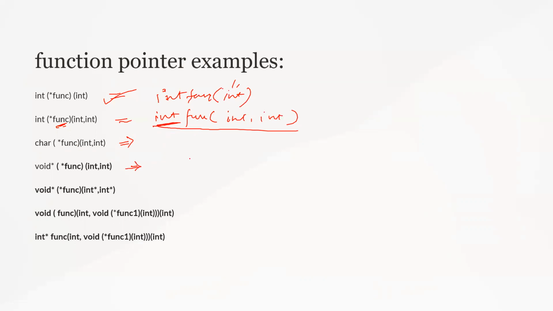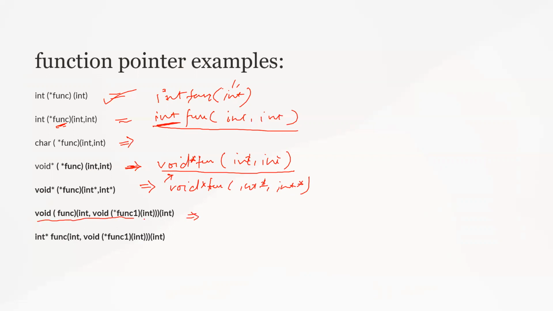And this is one more function pointer. It accepts two integers as input arguments, but it returns a pointer of type void star. This is what the function pointer declaration will look like for this type of function. And this is also very similar, but it receives two integer pointers and returns one more void star pointer. This looks very complex, right?